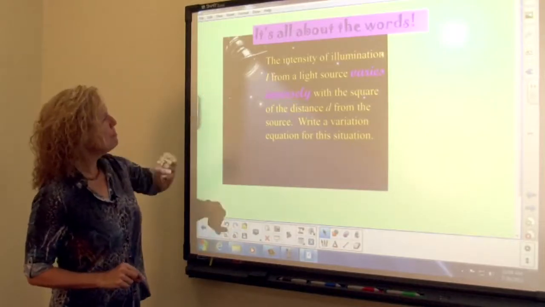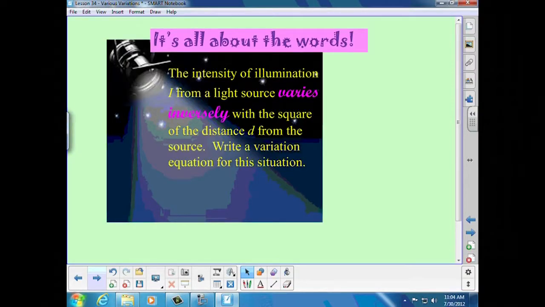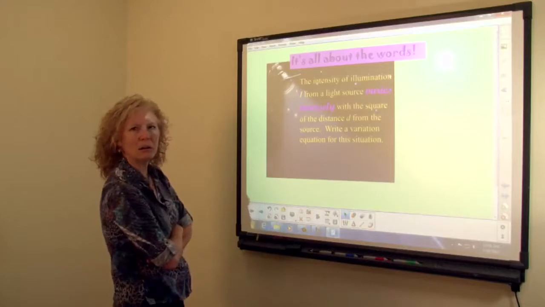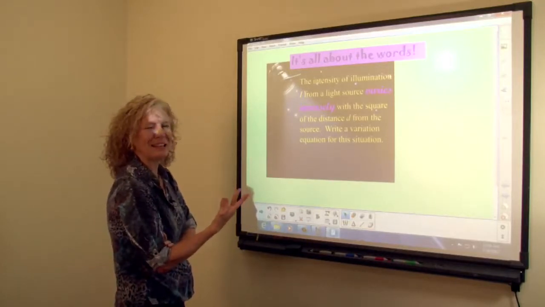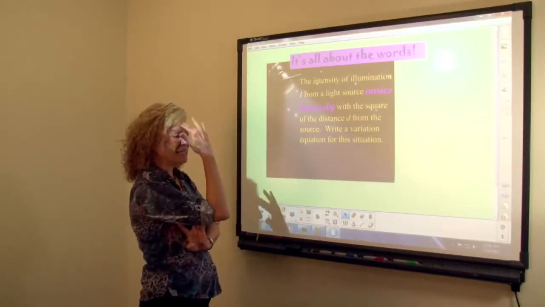Now, just like I said before, it's all about the words. And I even put the important words in a pretty color. The intensity of illumination from a light source varies inversely with the square of the distance. Oh. What? Well, now let's think about this.